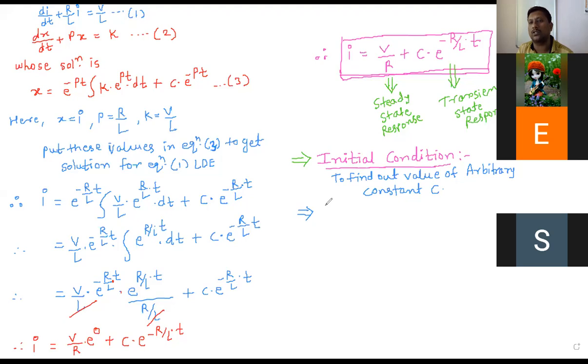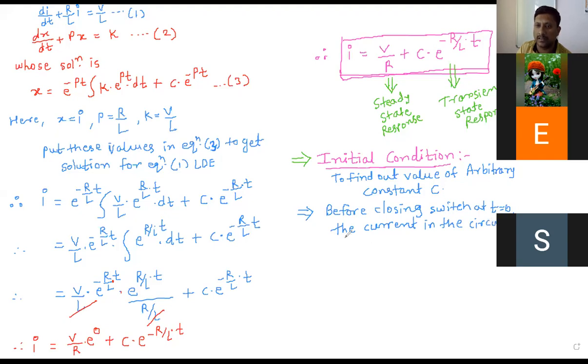So T is equal to 0 minus means before closing the switch. Before closing the switch, at T is equal to 0, the current in the circuit, what is that? 0 ampere. The current in the circuit is 0 ampere. That is, now you can take T is equal to 0 minus, I is equal to 0.